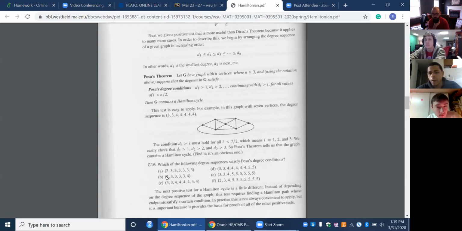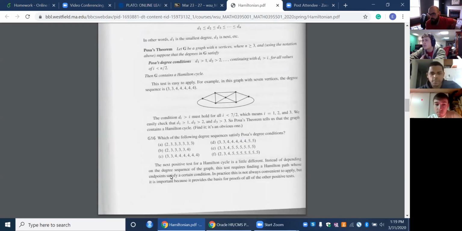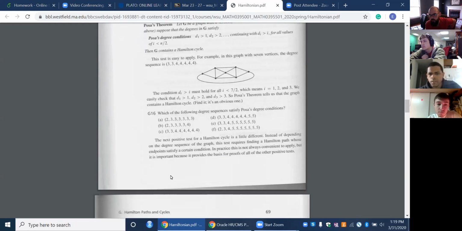However, B does, because if you look at B, there's 6 vertices. So 6 divided by 2 is 3. So i must be values 1 and 2. And if we look at the first degree, 2 is greater than 1, 3 is greater than 2, therefore it satisfies the condition. Perfect. And then the rest of them are the same. Daniel, which one was it? It was A and D that didn't satisfy it, but the rest did.